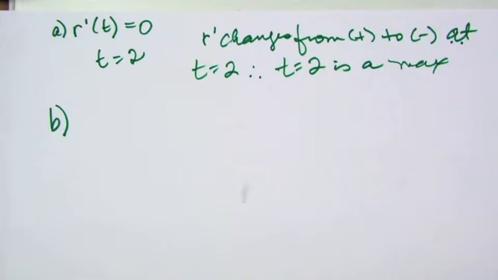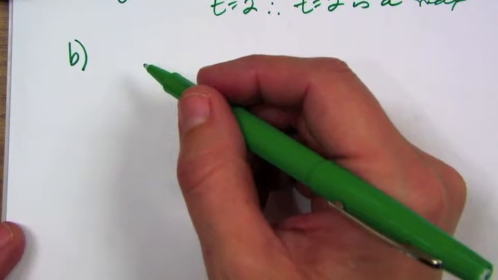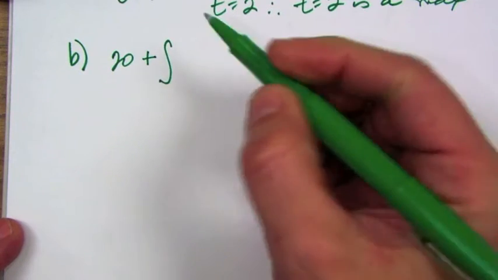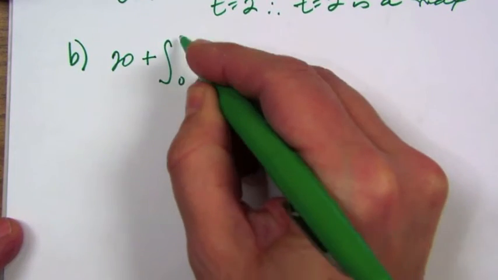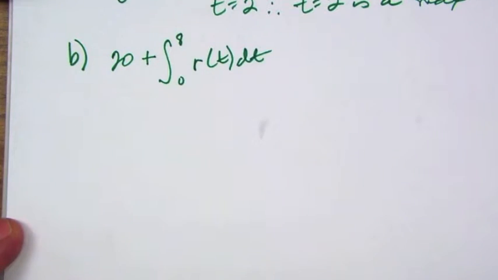Okay, B. What is the total amount of methane in the cave at time 8? The integral. Okay, what plus the integral? 20, right? Because that's my initial amount. 20 plus the integral from 0 to 8 of R of t dt.